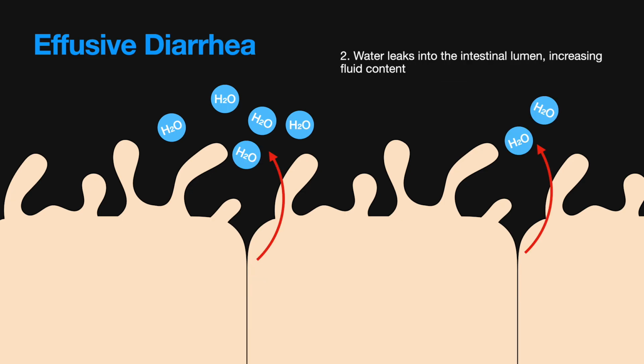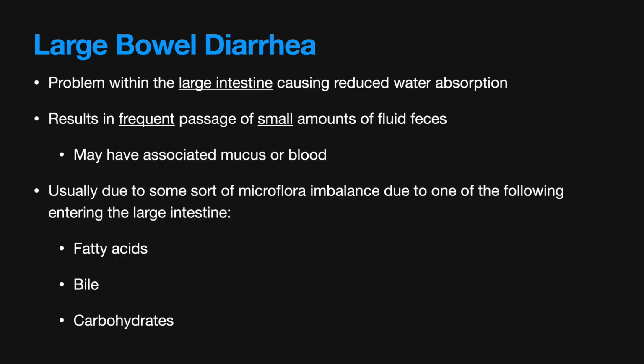Water then leaks into the intestinal lumen, increasing the lumen's fluid content and causing diarrhea. Next, we will look at large bowel diarrhea. Large bowel diarrhea refers to a problem within the large intestine that causes reduced water absorption. Clinically, we see this as frequent passage of small amounts of fluid feces. That feces may have associated mucus or blood within it.